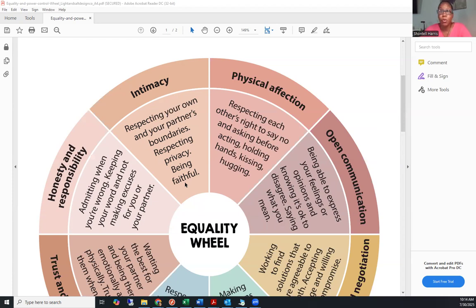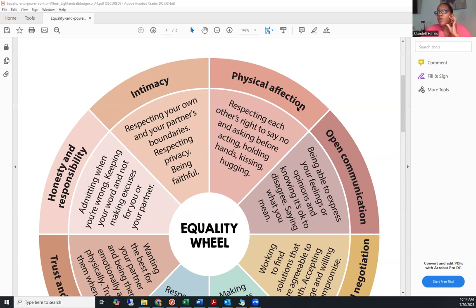Don't say, I'm going to cheat on you if you don't want to have sex with me tonight, or try to force sex where it could be rape, even though it's within a relationship. So that's a healthy relationship. You respect the intimacy, you respect the boundary, you respect privacy, and you respect the fact that your spouse doesn't want to engage in sexual activity.